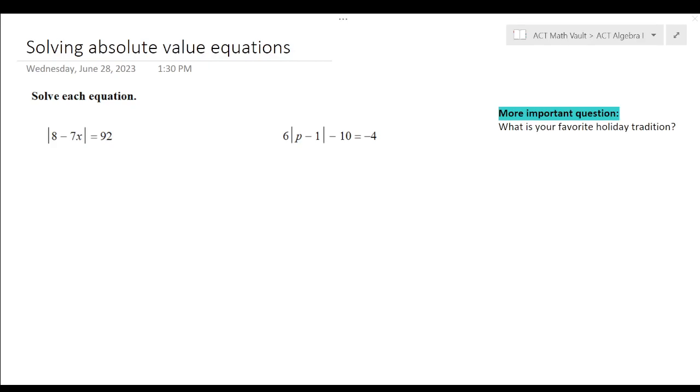Hi everyone, in this video I want to talk about solving absolute value equations. Here are the two problems that we'll do.